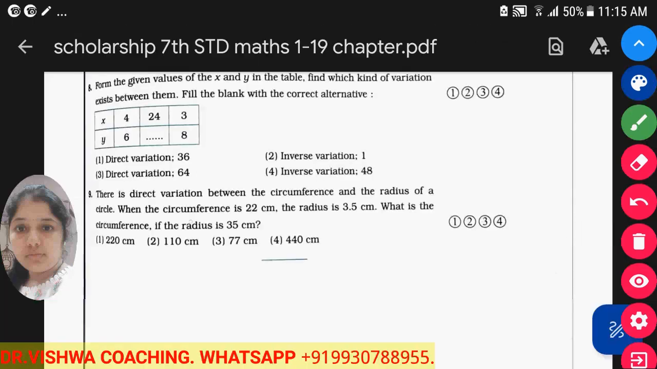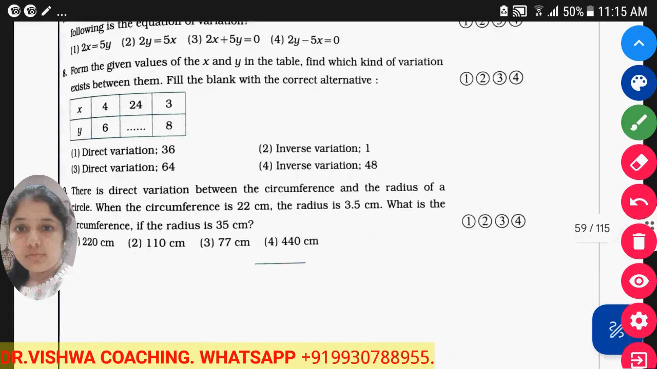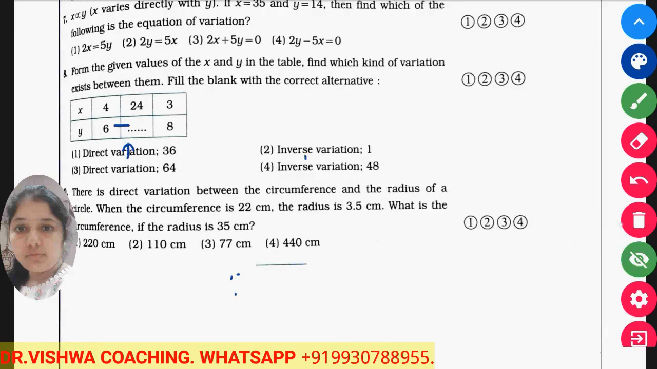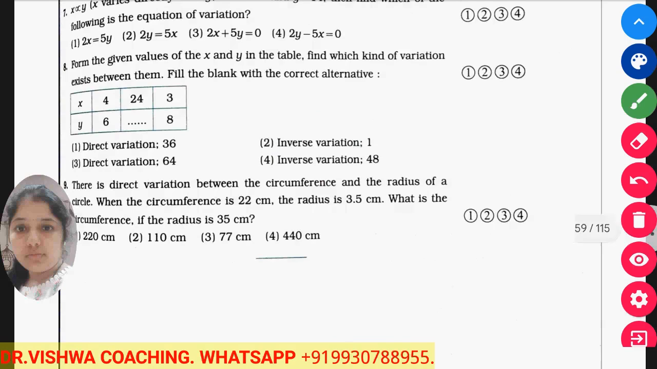This is our last question. So see, when the value of x decreases from 4 to 3, the value of y increases from 6 to 8. Means there is an inverse relation between these two. Now x into 4 becomes 24 by multiplying it with the constant 6. So we have to divide this y with 6. So the answer will be 1 and your answer is inverse variation and 1. So option number 2 is the correct answer here.